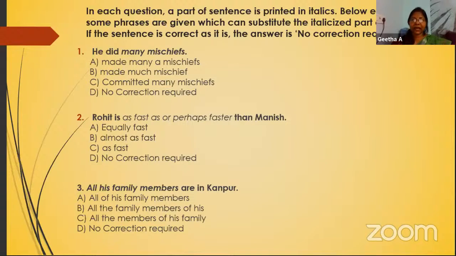Rohit is as fast as or perhaps faster than Manish. So: equally fast, almost as fast, or no correction required. Rohit is as fast as or perhaps faster than Manish.